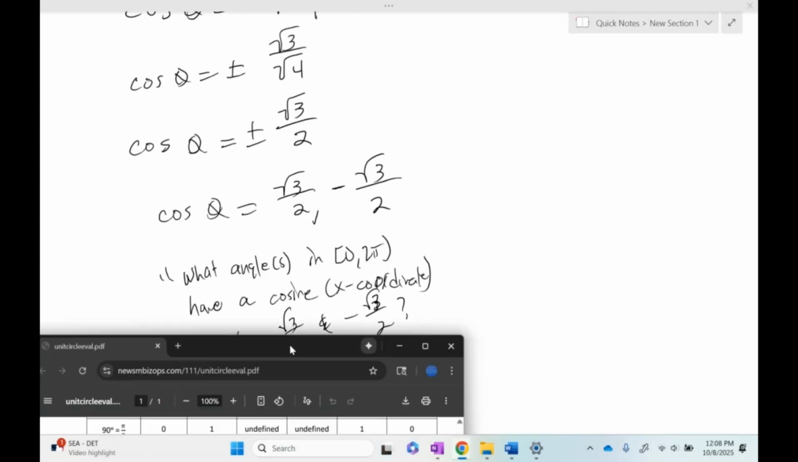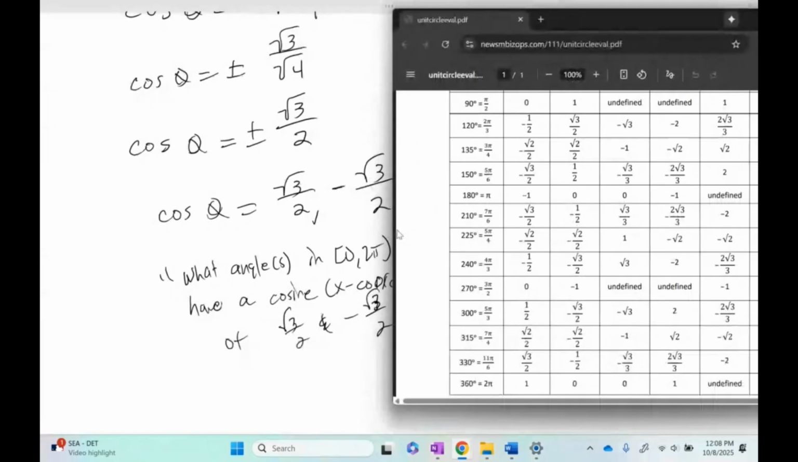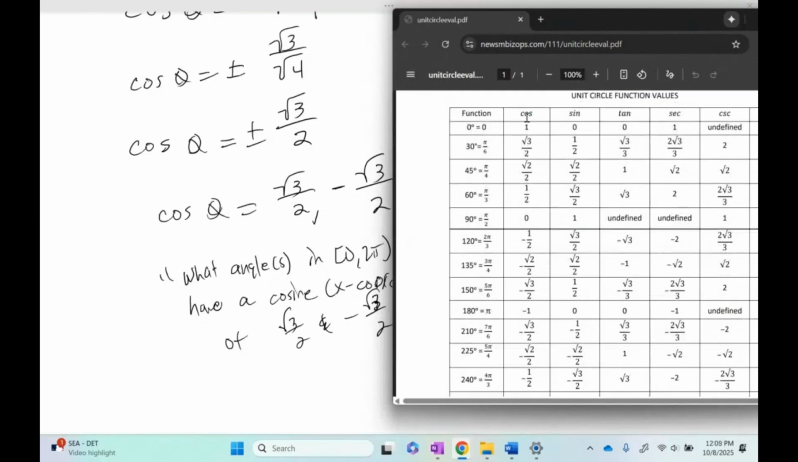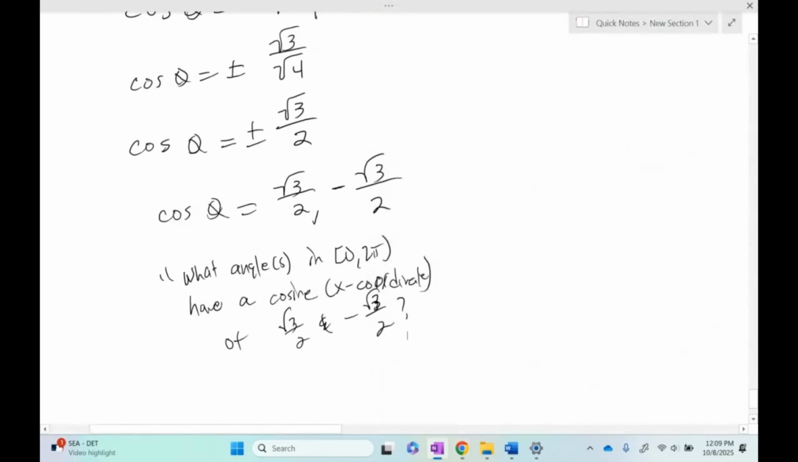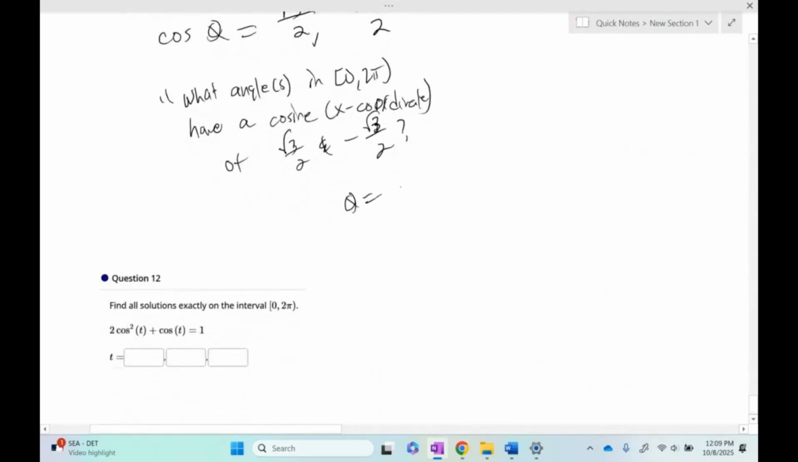So if we pull up the function value sheet, I want the cosine, so that is the first column, and we want both positive and negative square root of 3 over 2, so it looks like pi over 6, 5 pi over 6, 7 pi over 6, and 11 pi over 6. So that is pi over 6, 5 pi over 6.